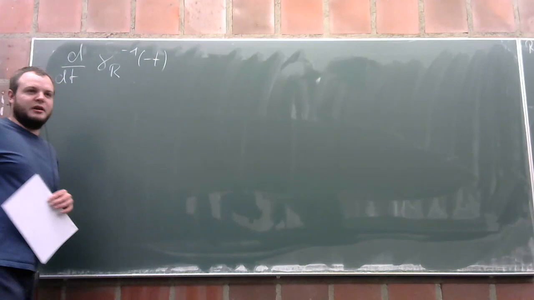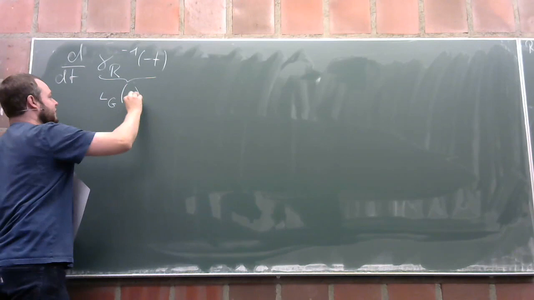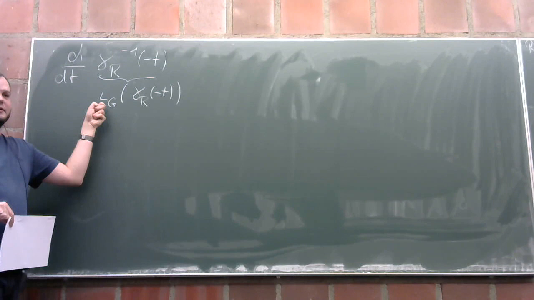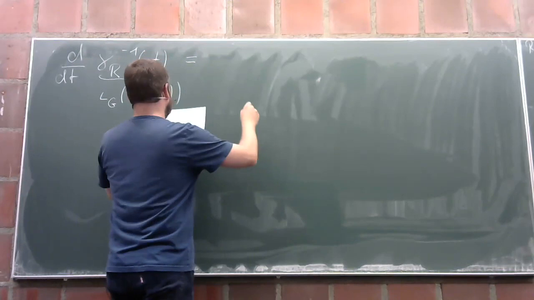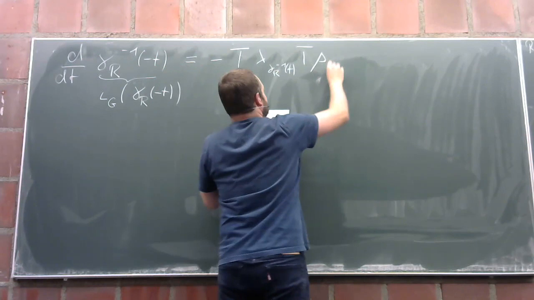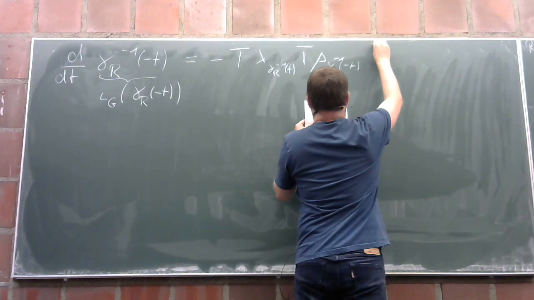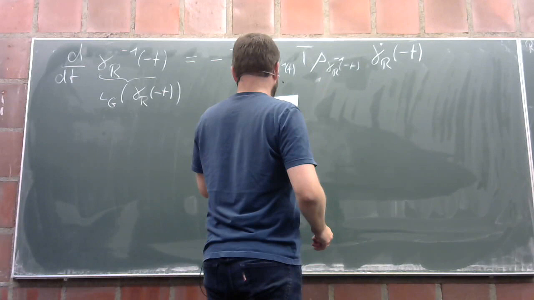Here it comes in handy that we have this exercise. I will write this now as iota applied to gamma_r of minus t, so the inversion in the Lie group applied to gamma_r of minus t. We had an exercise where we computed the tangent map of this inversion, and this is the reason why I asked you to do it, because we really want this now. So the result of plugging in the tangent map of the inversion is minus T lambda gamma_r inverse of t, T rho gamma_r of minus t, sorry, I was forgetting the inverse here, and then I apply this to gamma dot_r of minus t.